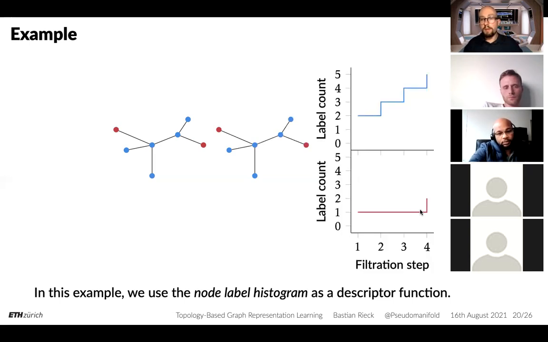This leads to the following functions, which admittedly don't look that informative because of course that's an illustrative example, but you can see that at the beginning of this filtration, we had one red node, and at the end we have two red nodes. And in the beginning, we had two blue nodes, and at the end we have five blue nodes. Again, as I said, this doesn't look too interesting, but for real graphs we can do a lot with this.